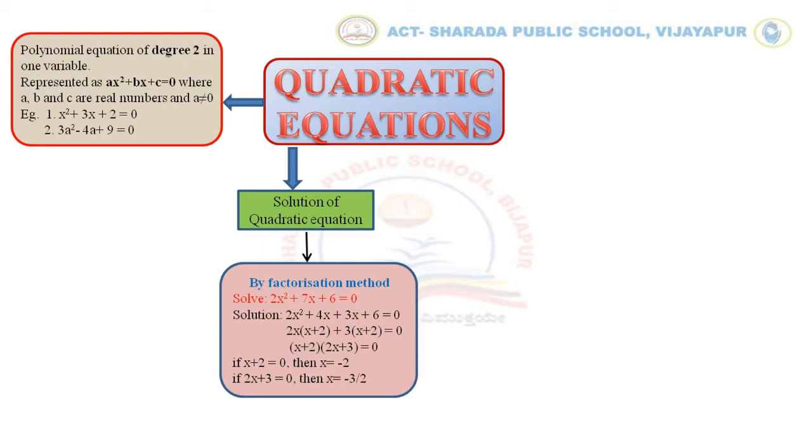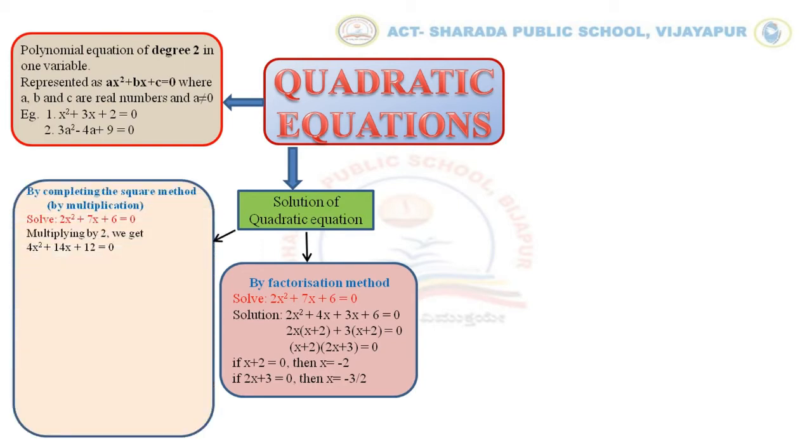and then we get, if x plus 2 is equal to 0, then x is equal to minus 2, and if 2x plus 3 is equal to 0, then x is equal to minus 3 by 2. So these are the solutions of the quadratic equation 2x square plus 7x plus 6 is equal to 0.